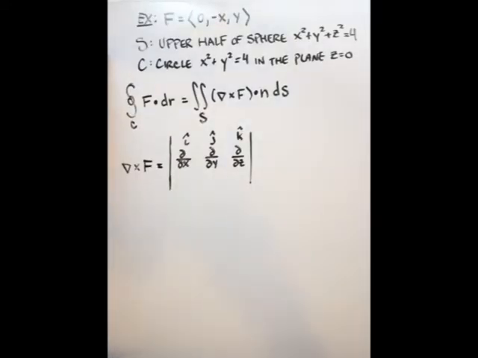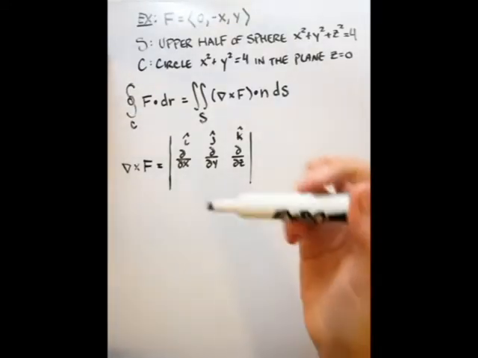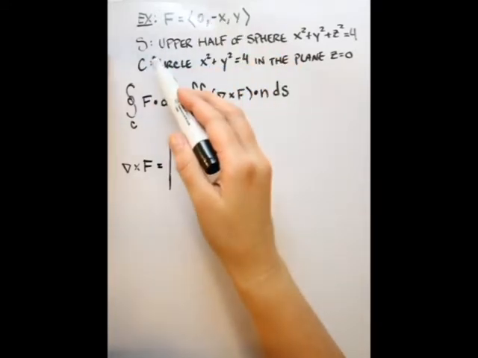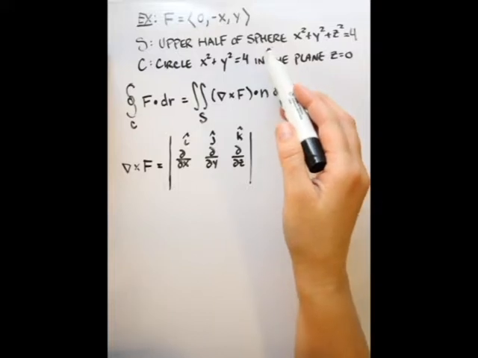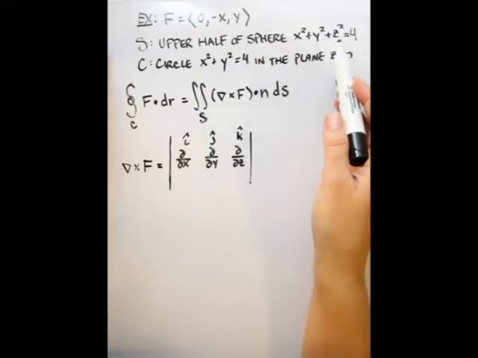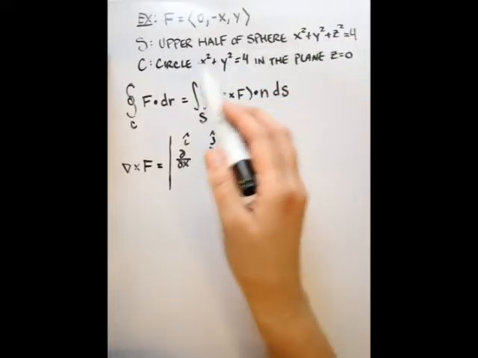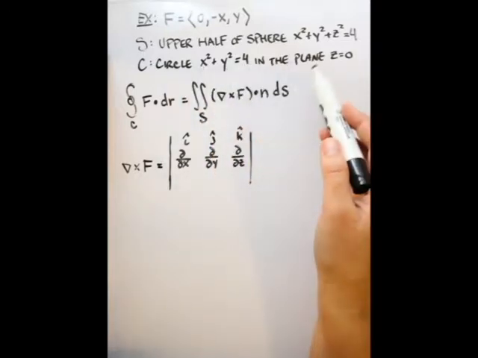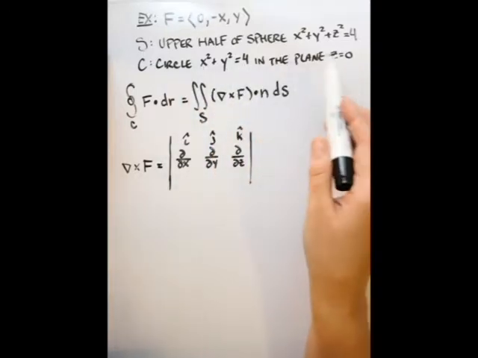Now let's go ahead and take a look at this example where our vector field is 0, negative x, y, and our surface is defined as the upper half of a sphere, x squared plus y squared plus z squared equals 4. The boundary of our surface is the circle x squared plus y squared equals 4 in the plane z equals 0, or in the xy plane.